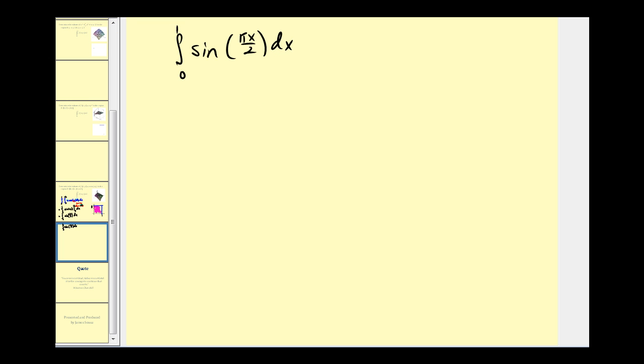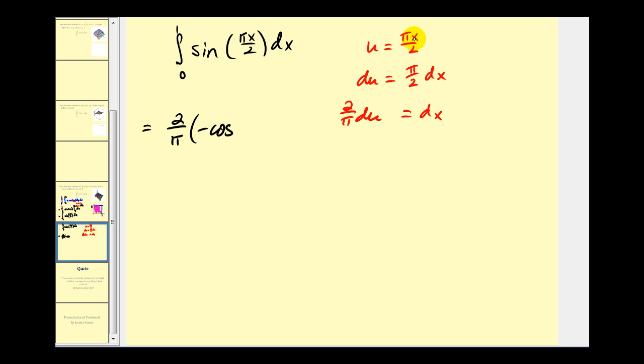We do have to perform u substitution again. u is going to be pi x over 2. So differential u is going to be pi over 2 dx, which means dx is equal to 2 over pi du. So we'll have an extra factor of 2 divided by pi. And the antiderivative of sine u is going to be negative cosine u, so we'll have negative cosine pi x over 2.